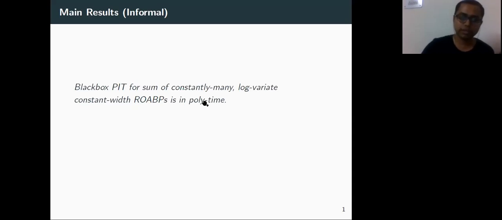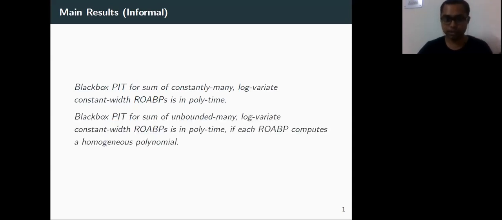We also solve another model. If we keep the same previous statement, and if we say that each ROABP is computing a homogeneous polynomial, then we can actually remove the constantly-many restriction. We can consider the sum of unbounded-many ROABPs. Unbounded means it is not infinite. Unbounded just means that the number of summands is bounded by the input length, whatever the input size will be. So don't be confused with the term unbounded. It just means the parameter of the number of summands is not restricted. It is bounded just by the size, which is a natural bound.